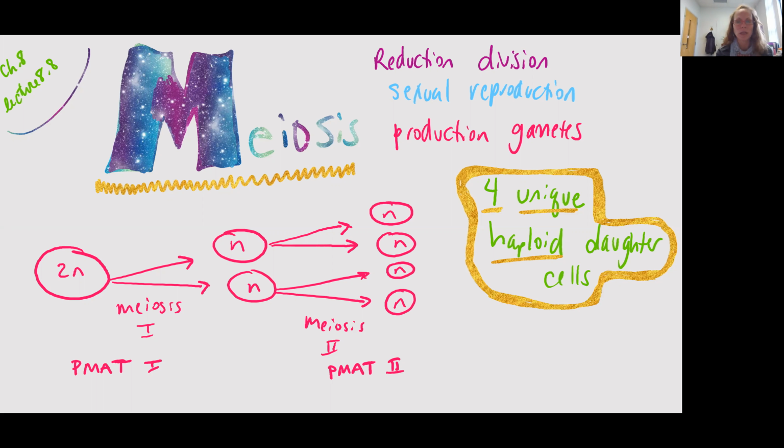So it's PMAT 2. Now, essentially, the steps are the same as what happened in mitosis, but there are a few important key differences that you need to make sure you pay attention to as we go along in our conversation. Here's one of the key differences between mitosis and meiosis. Meiosis is producing 4 unique haploid daughter cells. And if we look back at our notes from mitosis, remember you're just getting 2 identical cells at the end of mitosis.